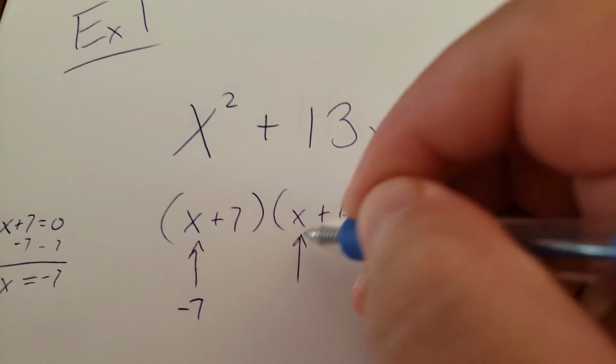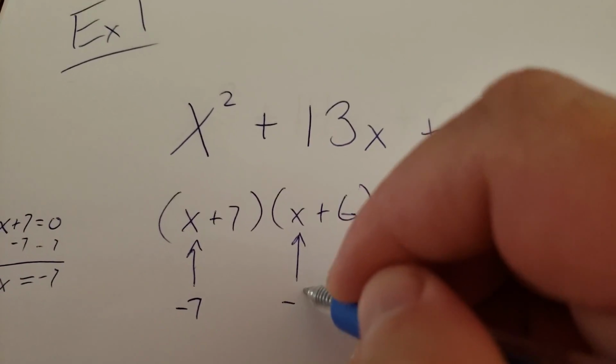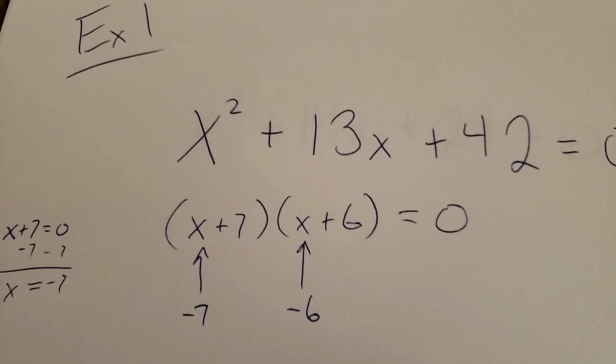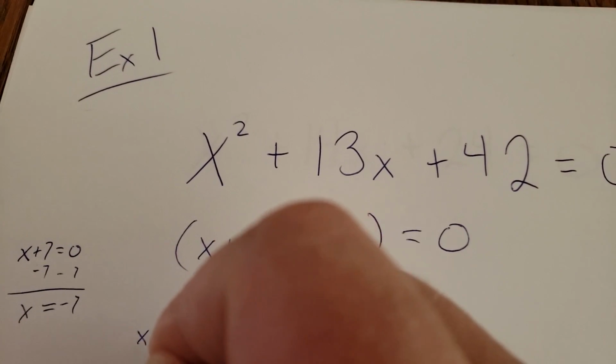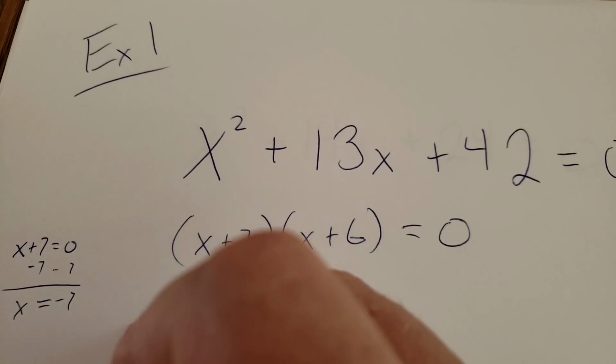So the additive inverse of positive 6 is going to add with it to make 0. So that's going to be negative 6. Well, guess what? These are the two solutions. So we say that x equals negative 7 and negative 6. And that's our answer.